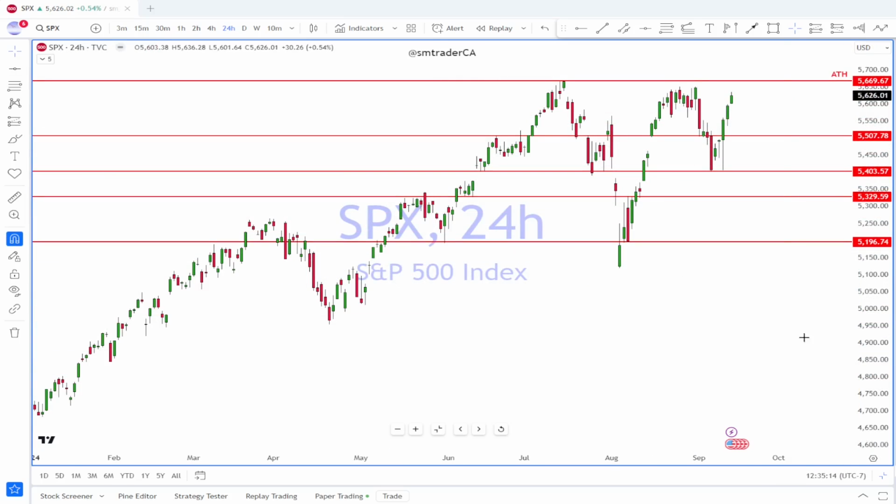Looking at the S&P 500 cash index here, remember last week we were talking about this level, 5,500. We said if it breaks above this 5,500, then this all-time high will be in play. You see right now it is just a little bit less than 44 points away from this all-time high. So will it be able to get there next week and put in a new all-time high, or will it get rejected once again and push back down to this 5,400 area?